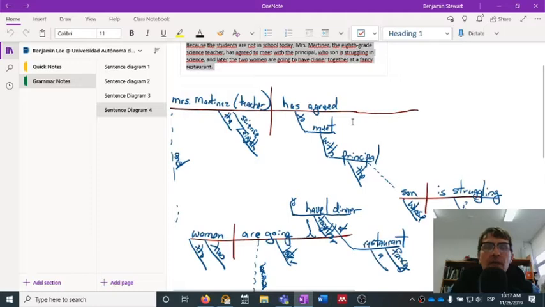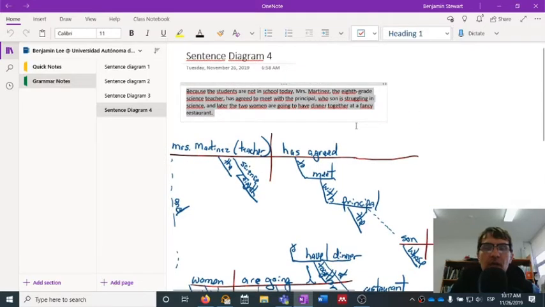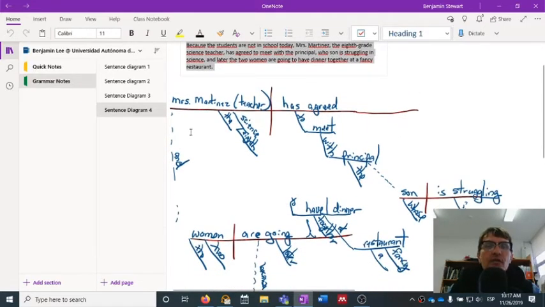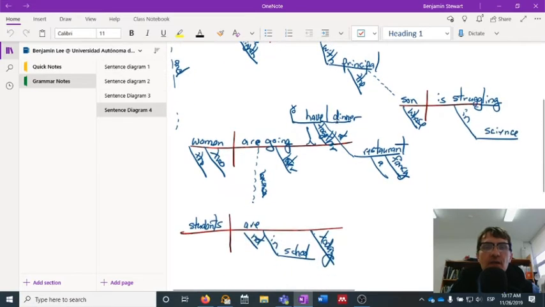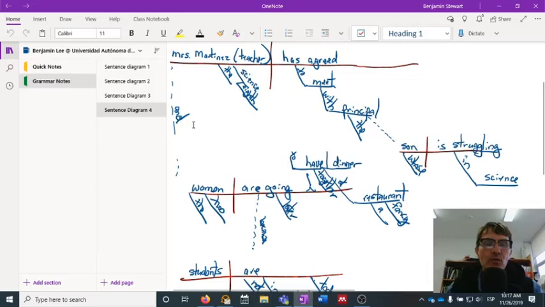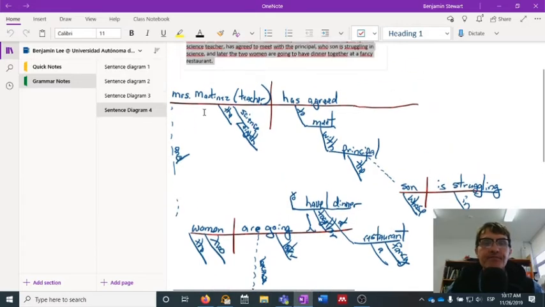And I want to begin by looking first at the main clauses. So if we identify the first main clause, Mrs. Martinez has agreed, and then we look at the second main clause, later the two women are going to have dinner together at a fancy restaurant, we see that both of these are connected with the coordinating conjunction and.